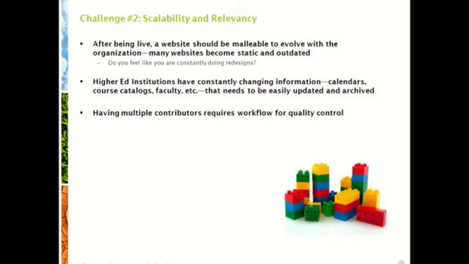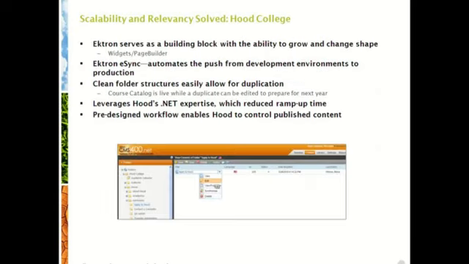And as higher education institutions constantly have changing information, calendars, course catalogs, faculty, etc., it needs to be able to be easily updated and archived. So it's not always just about being able to push information out. It's about being able to organize that efficiently on the back end. So you don't end up with a site that has tons and tons of pages for people to just have to sort through. You want to be able to organize that and make it easy for people to find what they're looking for. And lastly, having multiple contributors requires workflow for quality control. A lot of organizations hear the word workflow, and that's a little bit scary, but when it's implemented properly, it is a huge time saver.